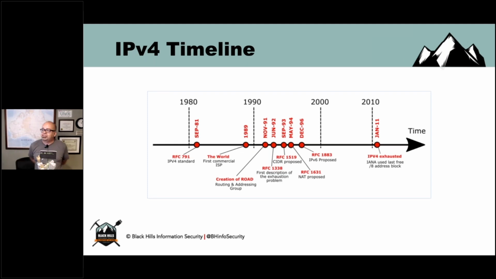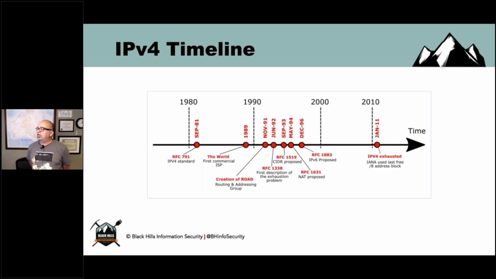Quick v4 timeline visit. The standard was actually dropped in the RFC in September of 1981. In 89, we had the very first commercial ISP. Also happened to be the year the wall came down. It happened to be the year that I moved to the United States. Bizarre. 89 was a really big year. In 91, the realization that we were going to run out of address space was already there in the 80s. So we created the routing and addressing group. And in RFC 1338, pretty soon thereafter, in the early 90s, we talked about the exhaustion problem. We proposed classless inter-domain routing in the early to mid-90s to say, look, we've got to do something. We put NAT on the street in the early to mid-90s.